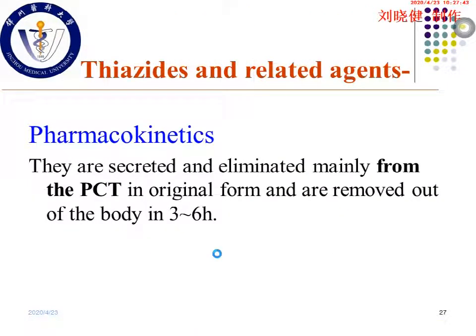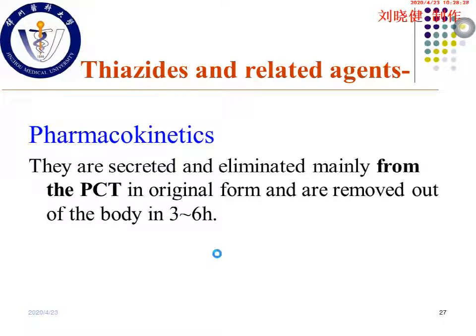Now the pharmacokinetics of these drugs. They are secreted and eliminated mainly from the proximal convoluted tubule in original form and are removed out of the body in 3 to 6 hours. Actually, this elimination process in the proximal convoluted tubule is similar to that of loop diuretics. All in the proximal tubule.